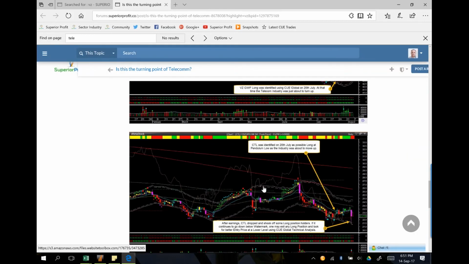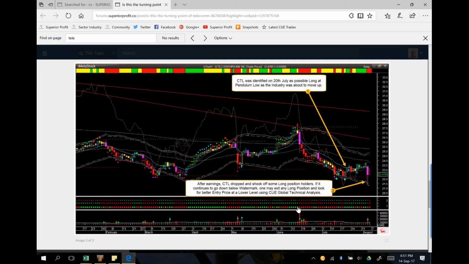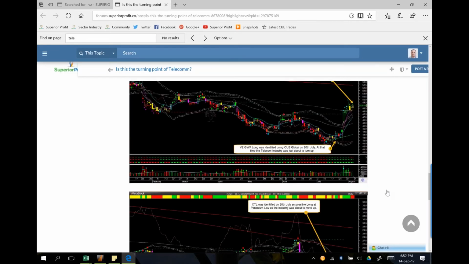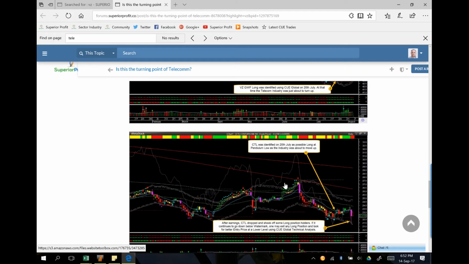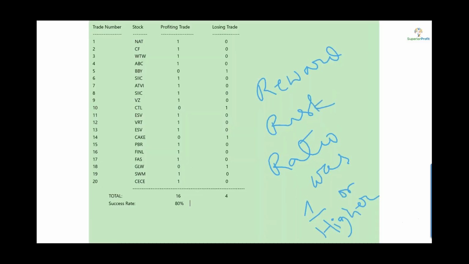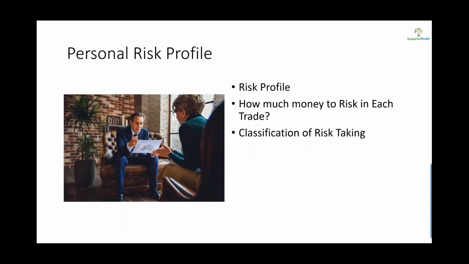On the other hand, CenturyLink came down. Stop would have been just below the recent low. Stop was hit on this day. But if you are a disciplined Q trader, you will apply the unambiguous checklist and probably wouldn't take the trade. But because it was posted, I didn't want to discard it. I included CenturyLink in the loss-making trade list. We still had 80% success rate, and reward risk ratio was 1 or higher.